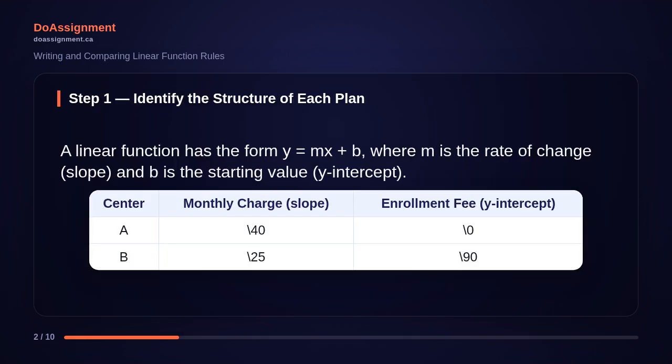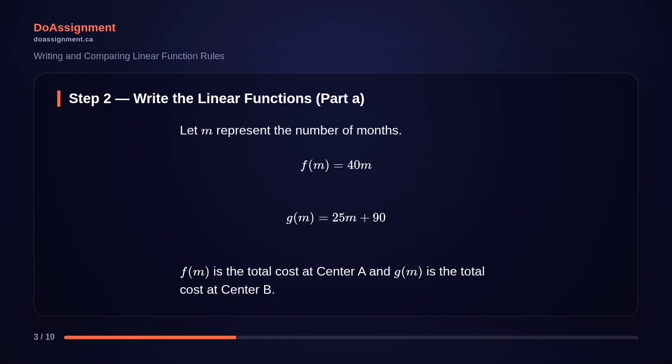Every linear function has a slope and a y-intercept. For center A, there is no enrollment fee, so the starting cost is 0 and the slope is $40 per month. For center B, the enrollment fee of $90 is the starting cost, and the slope is $25 per month. Using the slope-intercept form, the cost function for center A is f of m equals 40m, and the cost function for center B is g of m equals 25m plus 90.